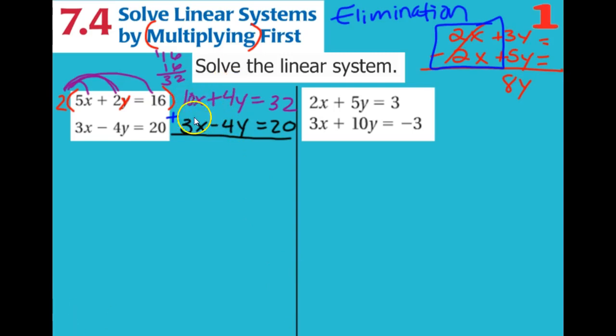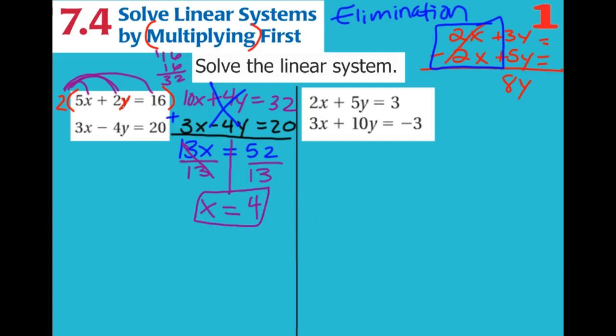So adding this, 10x plus 3x is 13x. 4y minus 4y eliminates. And then equals, well, 32 plus 20 is going to give us 52. And then we need to get x by itself, so I'm going to divide by 13. So we have x equals, and now I would plug this in my calculator. 52 divided by 13 should give us 4. So we know x is 4.